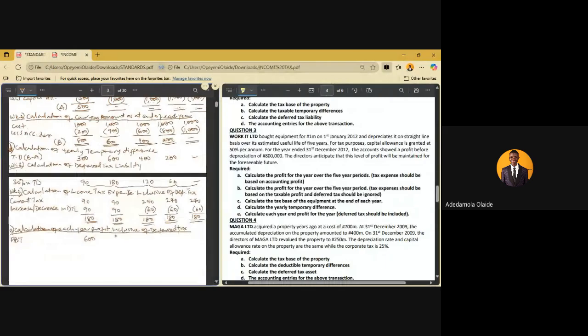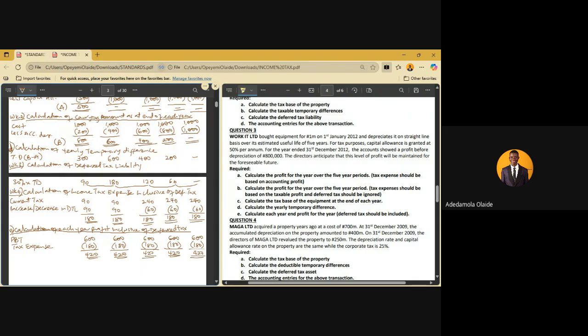So profit before tax is 600, 600, 600, 600, and 600. Then the tax expense, based on this, is now 180, 180, 180, 180, and 180. So that way our profit will be what? 420, 420, 420, 420, 420.